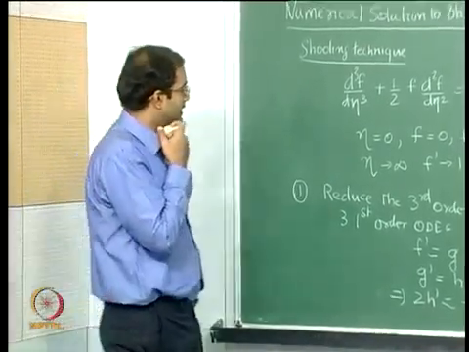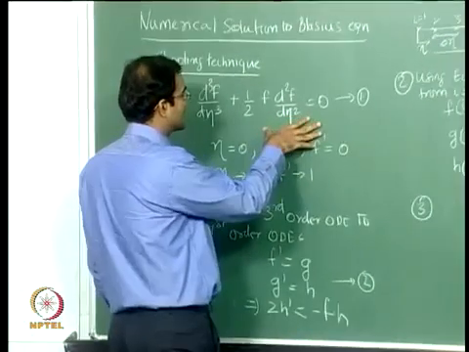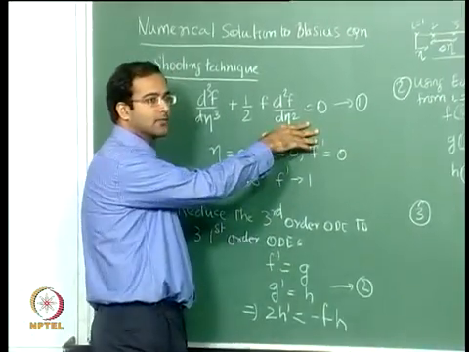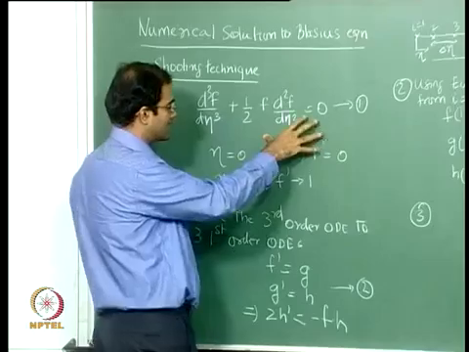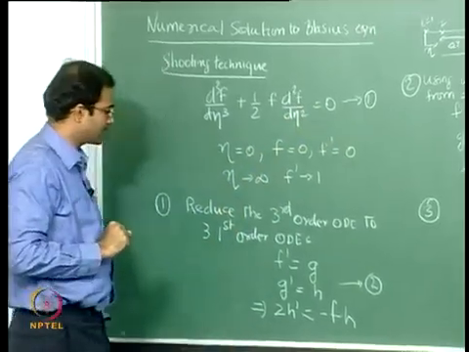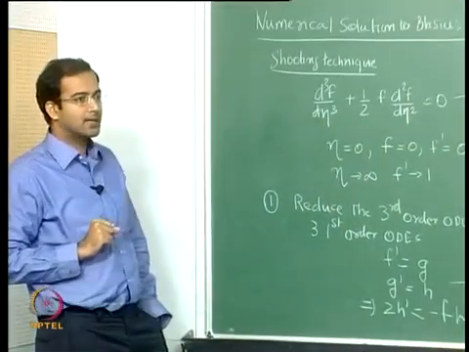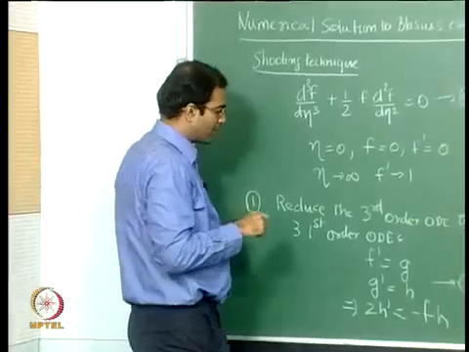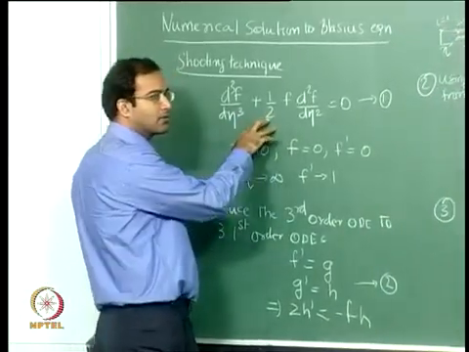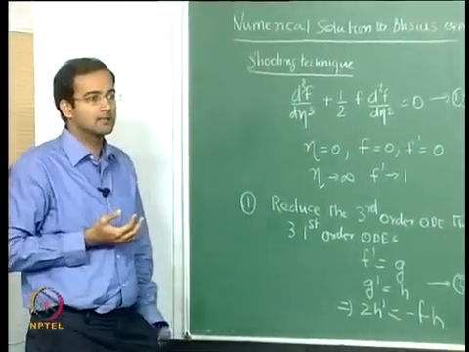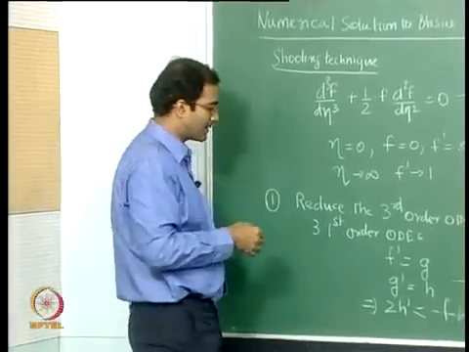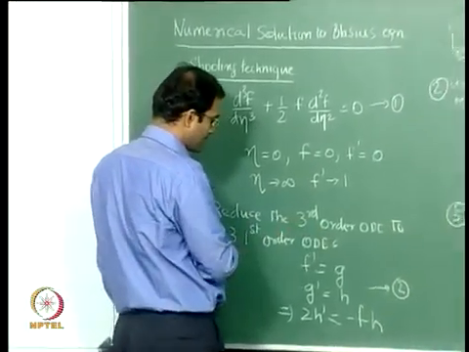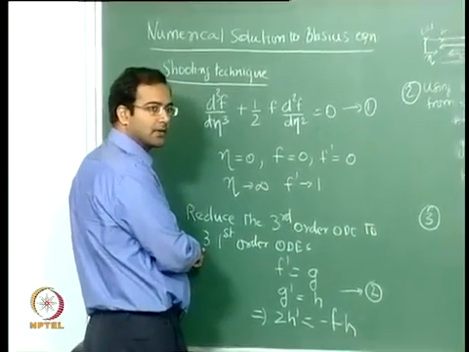Basically this is the ODE, which is a third order nonlinear ODE. So you cannot find a closed form analytical solution subject to these boundary conditions. What the shooting method does is very simple. You first have to reduce an nth order ODE to n first order ODEs. In this case you have a third order ODE, so reduce it to 3 first order ODEs.